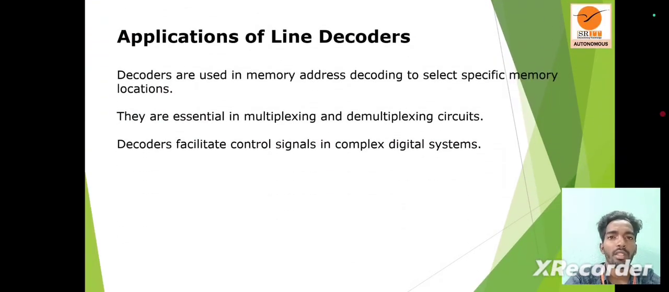Applications of line decoders. Decoders are used in memory address decoding to select specific memory locations. They are essential in multiplexing and demultiplexing circuits. Decoders facilitate control signals in complex digital systems.